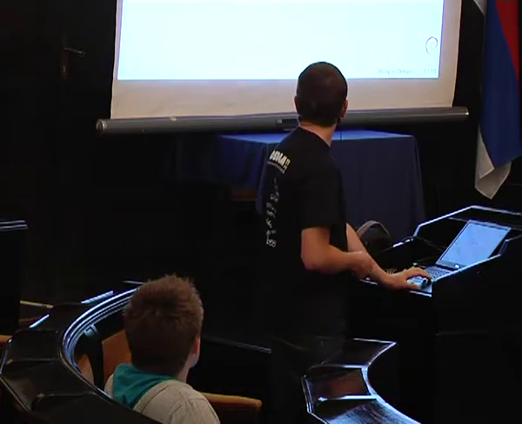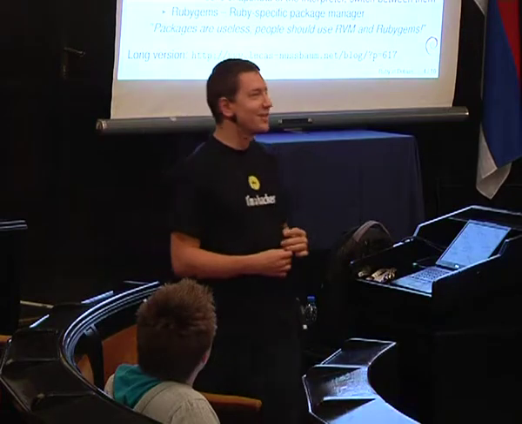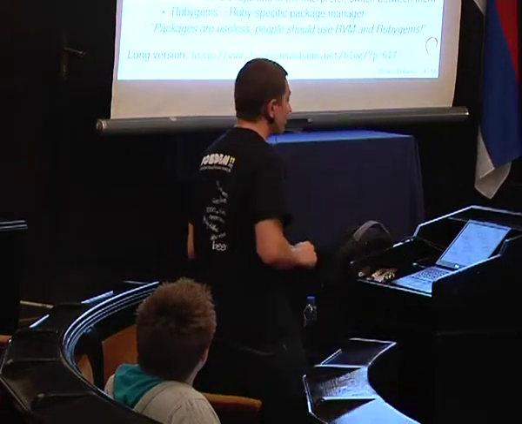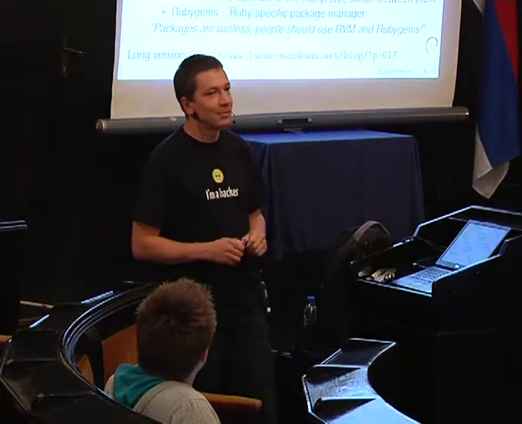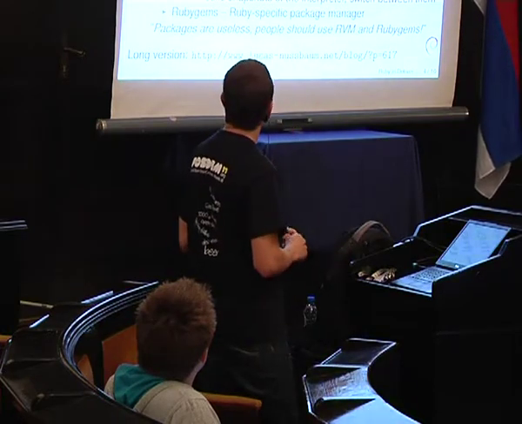So that was about Ruby features. Now I'm going to talk about Ruby anti-features. The slide is a bit heavier. There are several things that are suboptimal in Ruby. The first one is the development community.